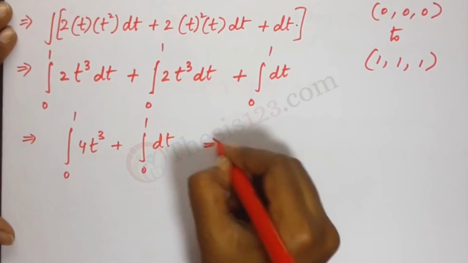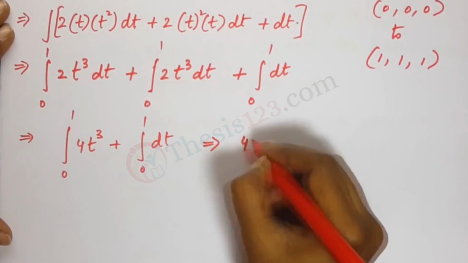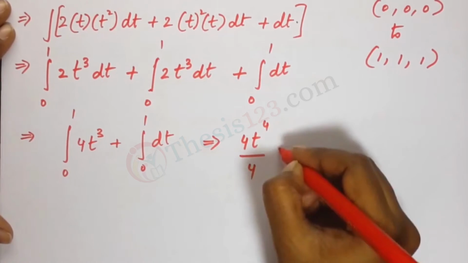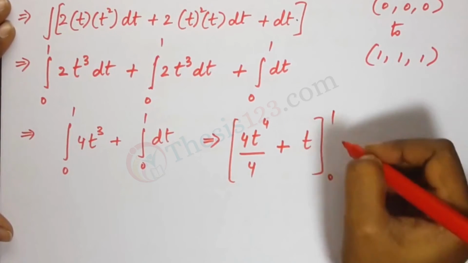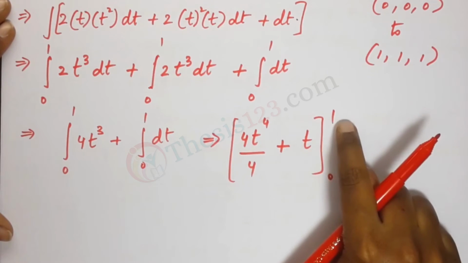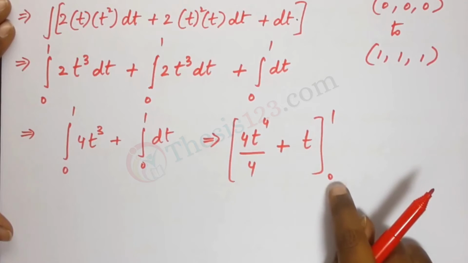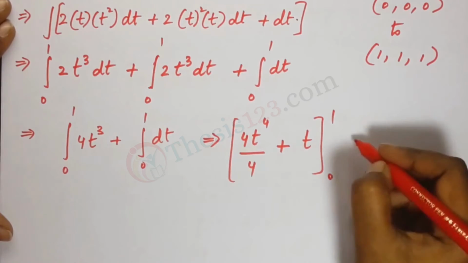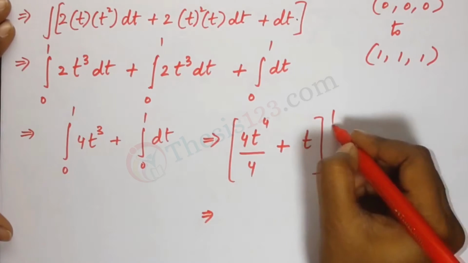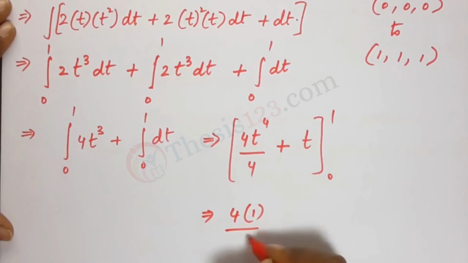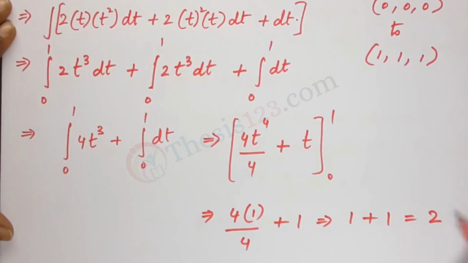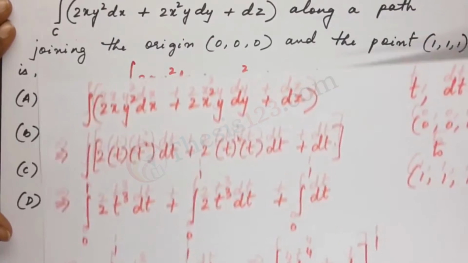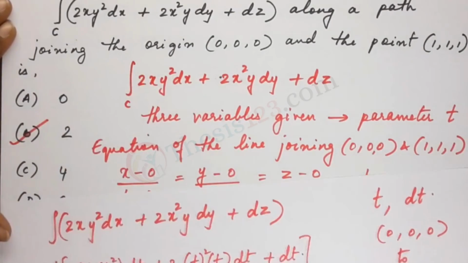Now we find the integral. So the integral of 4t³ is 4t⁴ by 4 plus integral of dt is t, and all of this from 0 to 1. So we evaluate, we can ignore the value at 0 because anyway it's going to come to 0. So if we evaluate for the upper limit here, we get 4 times 1 divided by 4 plus 1. And that's 1 plus 1, which is 2. So here our final answer is 2, which matches option B.